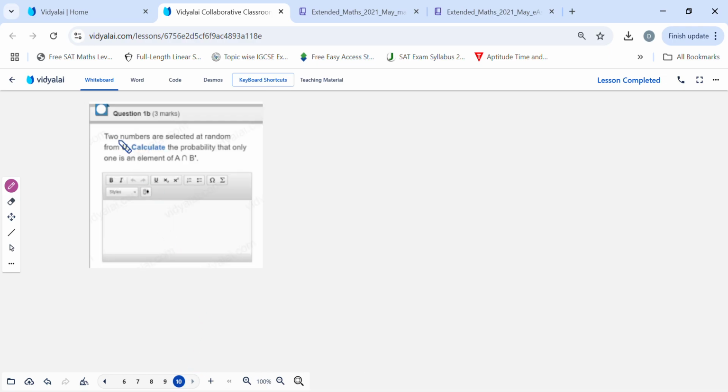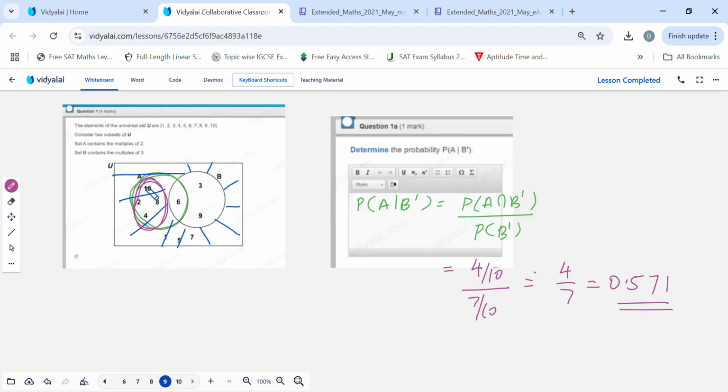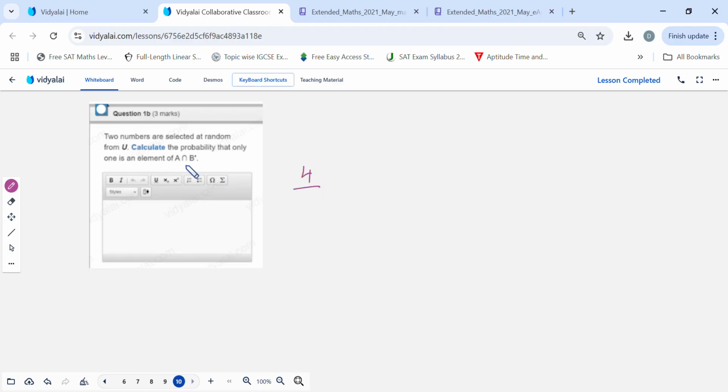Now next question is, two numbers are selected at random from U. Calculate the probability that only one is an element of A intersection B complement. So since we are selecting two elements and one should be an element of A intersection B complement, let's consider that the first one is an element of A intersection B complement. So then there are 4 elements out of the 10 elements. So first one is an element of A intersection B complement whose probability is 4 by 10.